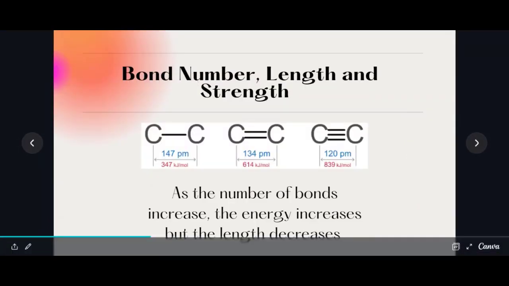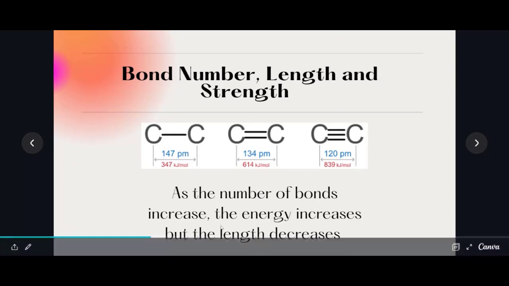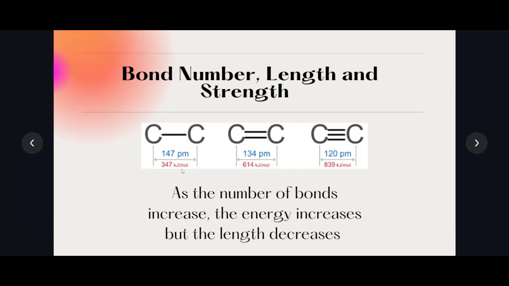So I have a little schematic here that shows the length and the strength of a single, double, and triple bond. If you see here, as the number of bonds increases, the energy increases, right? But then the length decreases. One single bond is going to be the weakest in energy, 347 kilojoules per mole compared to the higher amounts of energy, but it also has the highest length. And why is this?